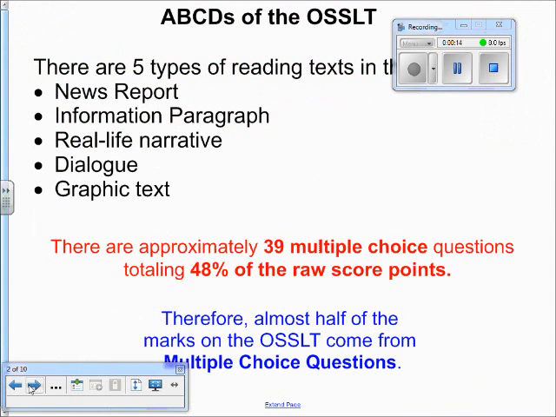There are 5 types of reading in the test. The first is a news report. You're going to read an information paragraph, a real-life narrative, a dialogue, and a graphic text. For all of these 5 readings, you're going to be answering multiple choice questions. There are approximately 39 multiple choice questions on the test, which is about half the test's worth if we're counting up the number of questions.